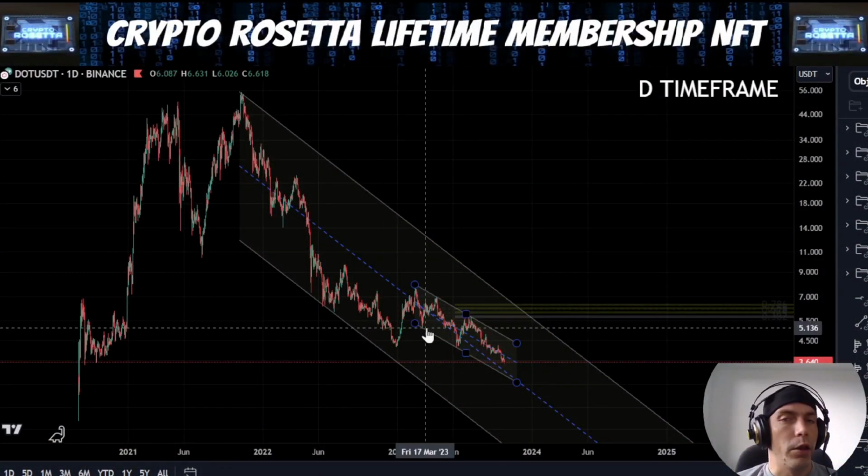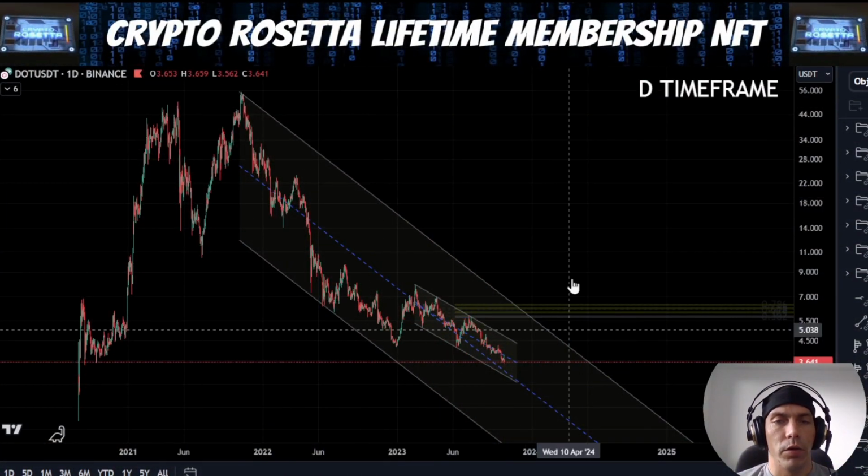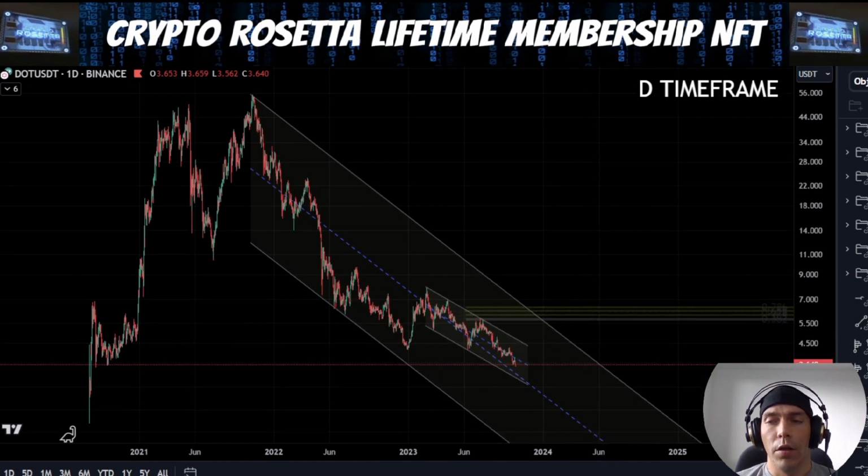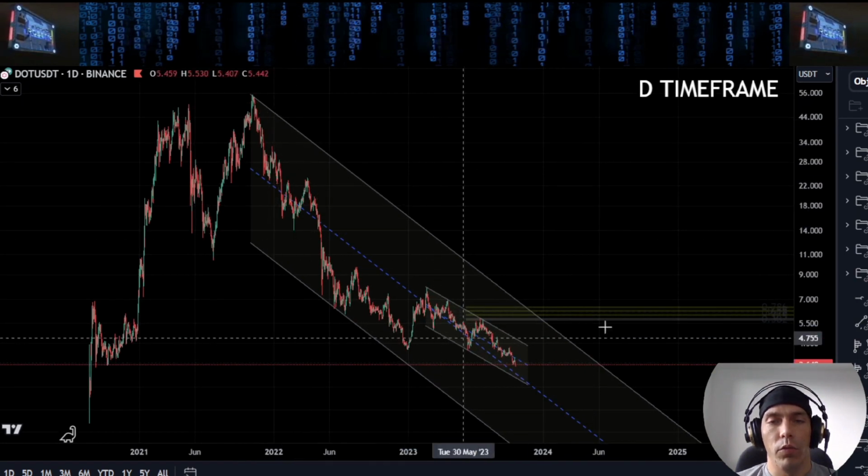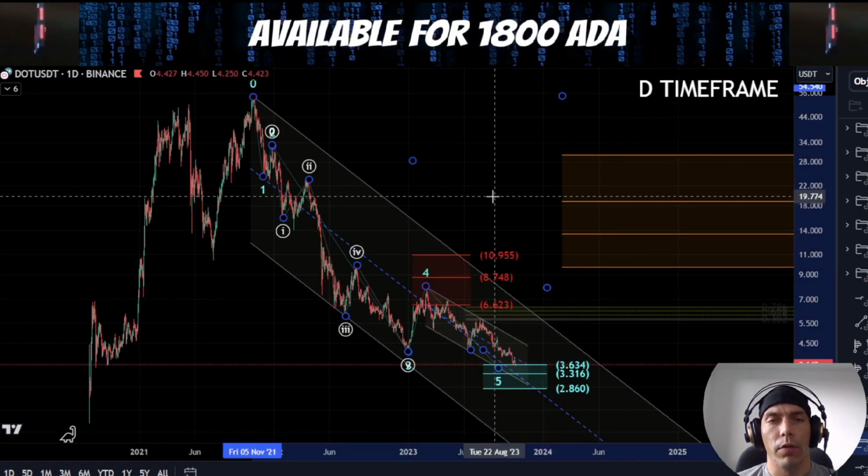Today we're going to be having a look at Polkadot. Let's get into the charts and see what's going on. Before we jump into the lower degree counts here, we're going to be talking about some of the higher time frame ideas. Now, there is a way we can count this move down as 5 waves, and this would be looking at this move in this way.